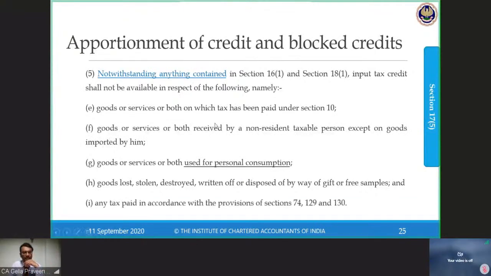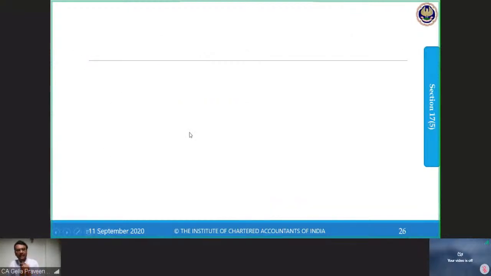Next. Any tax paid in accordance with the provisions of section 74, 129, 130. Now, this is one provision which is connected with your assessment provisions. Probably 3-4 sessions later, when we come to assessment provisions, wait and watch, we are going to cover this provision in detail. As of now, understand, if there is an order which is issued under 74, 129, 130, where the backdrop behind the order is intention to evade payment of tax or misstatement, suppression of facts. If any of these three aspects are there, then my ITC is restricted under this particular section 17, subsection 5.